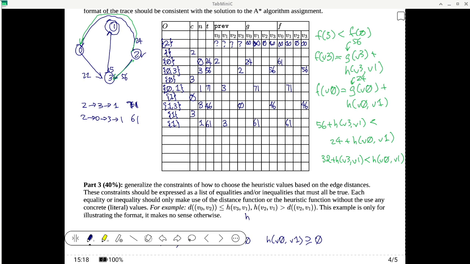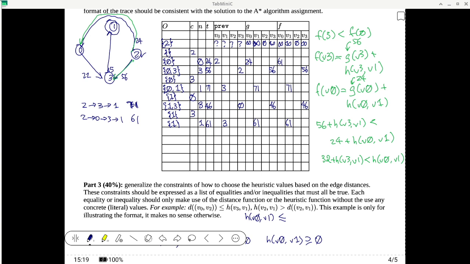Okay, we'll just say h of v0, v1. This has to be less than or equal to what? It has to be less than or equal to the length of the shortest path from v0 to v1. And what would that be? That's a pretty easy one.